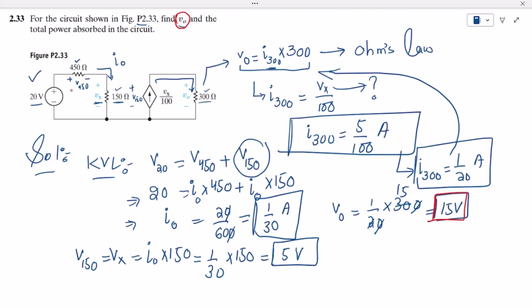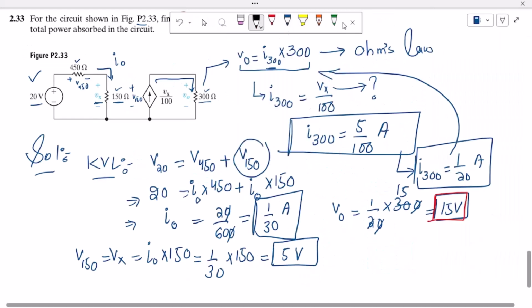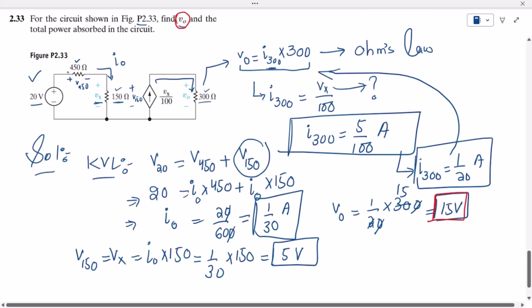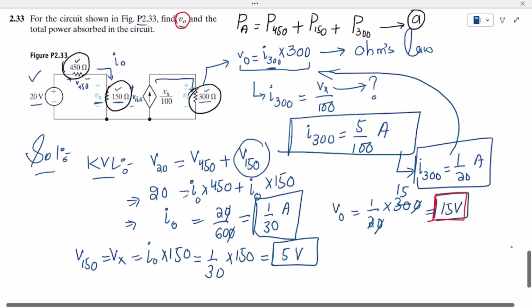Now in order to find the total power here, what do we have to do? Let me use this black color here. So here this is the 450 ohm resistor, this is 150 ohm, this is 300 ohm. In order to find the total power absorbed, the total power absorbed is the power absorbed by the 450 ohm resistor plus the power absorbed by this 150 ohm resistor plus the power absorbed by this 300 ohm resistor. Let me call it equation A.